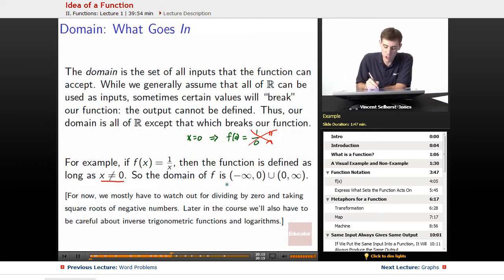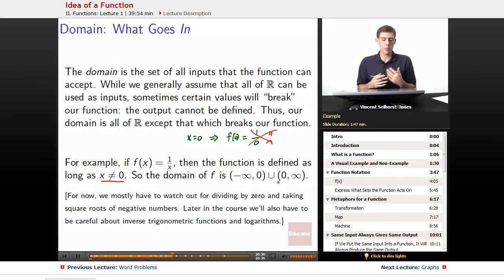So the domain of f, to show all numbers except 0, is everything from -infinity up to 0, not including the 0, and then union with everything from 0, not including the 0, to infinity. So that's just another way of expressing all of the real numbers with the exception of 0.